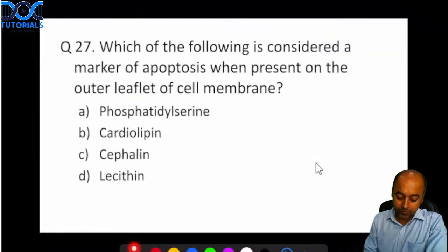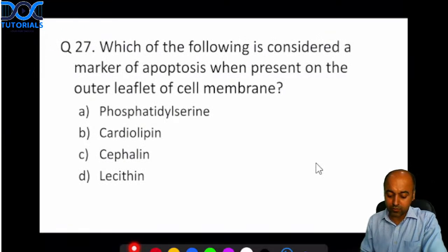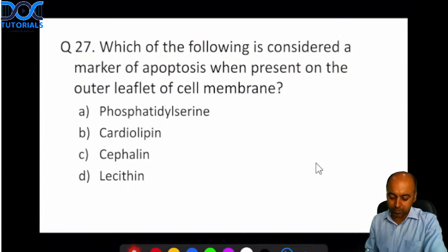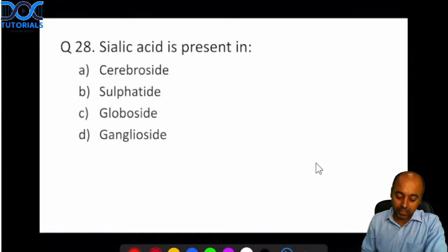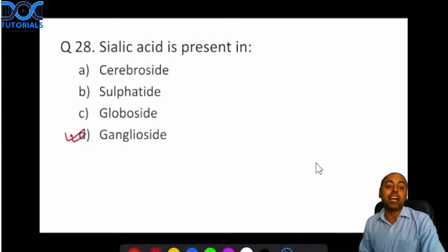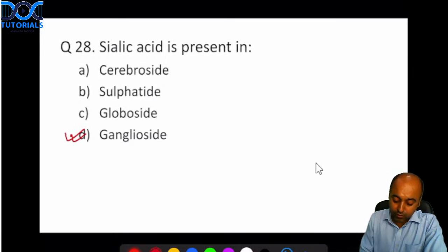Okay. Moving to question number 27, which of the following is considered a marker of apoptosis when present on the outer leaflet of cell membrane? We already said the answer is phosphatidylserine. Sialic acid is present in, and here the answer is ganglioside. These are the four subtypes of the glycolipids.